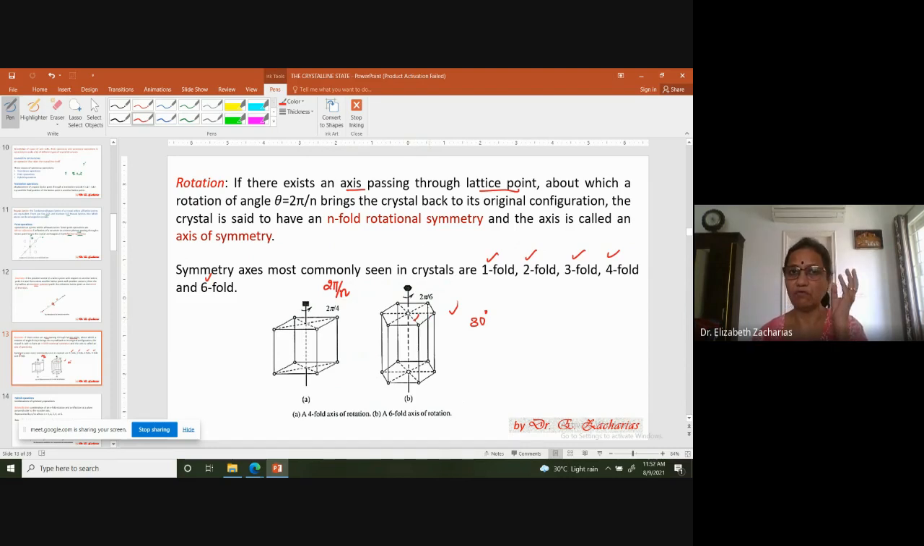So again, I'm repeating: 1-fold symmetry, 2-fold rotational symmetry, 3, 4, and 6. 5 is not there. 5 will never bring a crystal back to its original position. Now this axis about which you're rotating is called the axis of symmetry, and the number of turnings that you give till you reach that original position is called the number of folds. So it's n-fold. If it's possible for you to have 4 turnings and yet keep repeating that crystal, then it is called 4-fold symmetry. Is this clear?